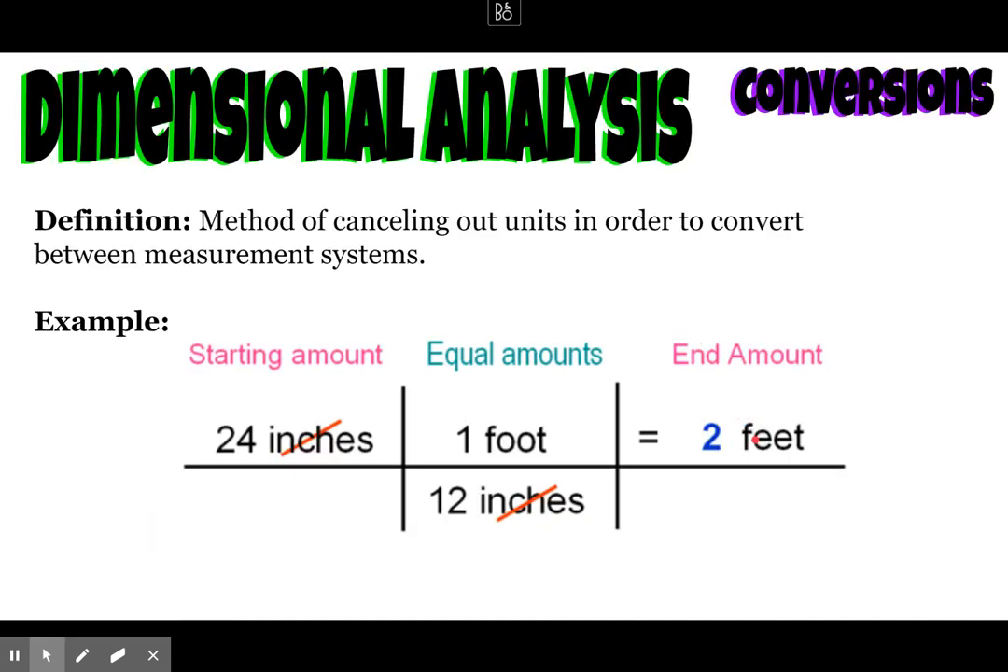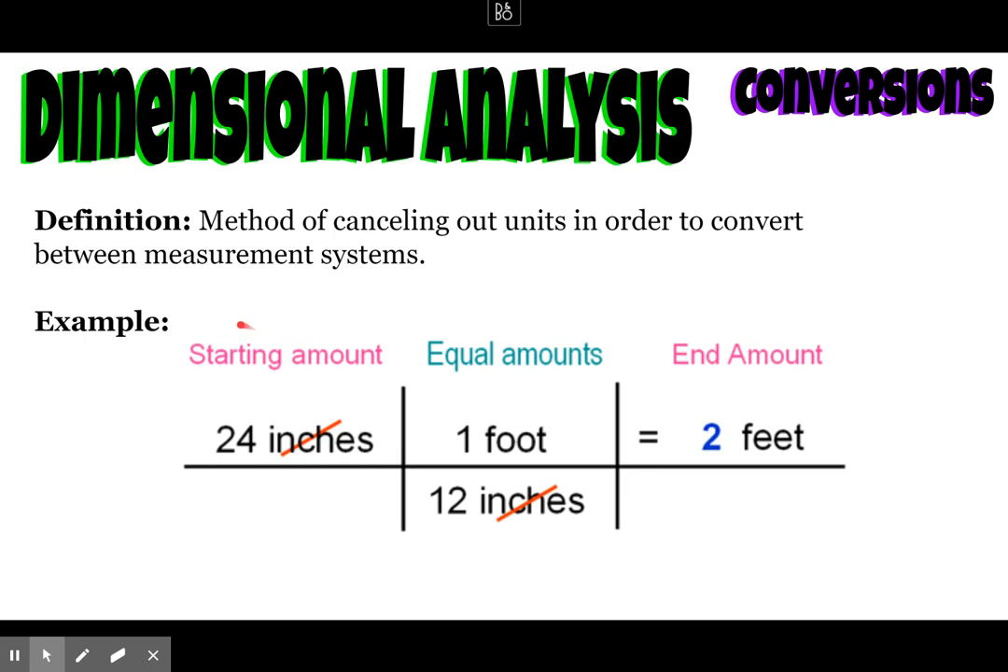And so now we're going to start talking about dimensional analysis. Dimensional analysis is the method of canceling out units in order to convert between measurement systems. When we were talking about those conversion factors, the ratios, just a few slides ago, that's where it's going to come into play. We're going to use it in dimensional analysis. So let's take a look at this example here.